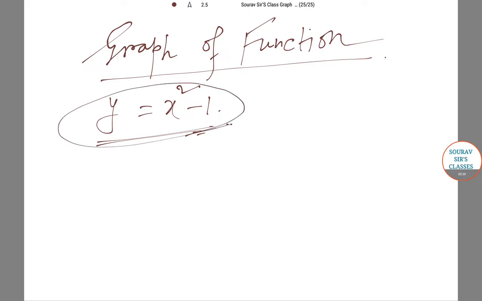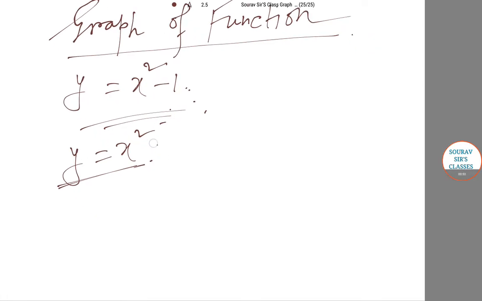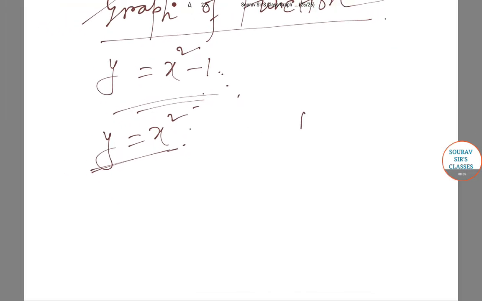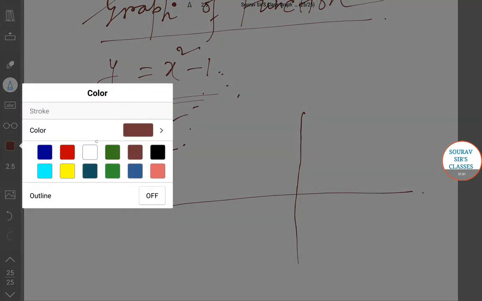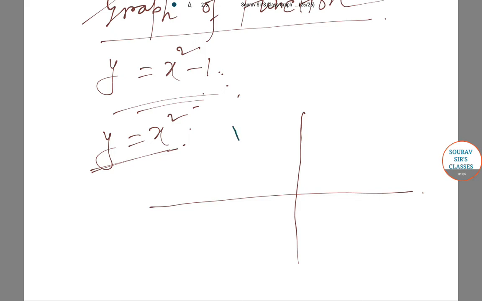To draw this graph, we have to first draw the graph of y equal to x squared, then change this to x squared minus 1. First, we will draw the graph of y equal to x squared. The graph of x squared is a parabola, like this.